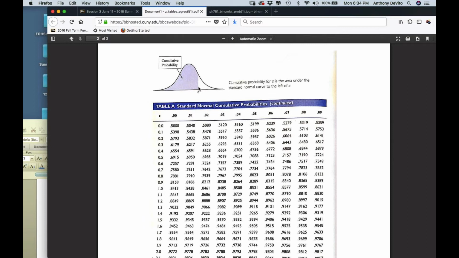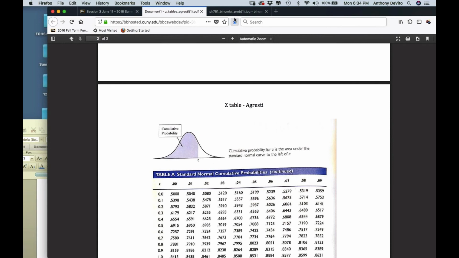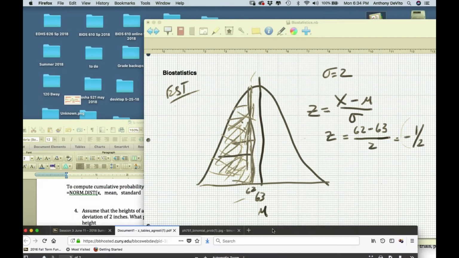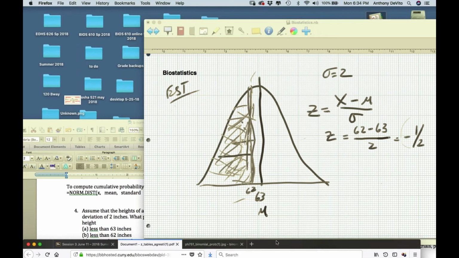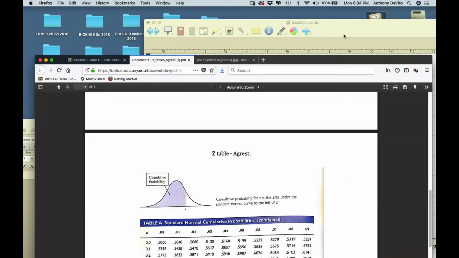It's always going to give you the percentage to the left, not to the right. And all you have to do to calculate the area to the right is subtract the area to the left from 1. Right? So that should be easy enough for us to do. So in this case, the question was, what's the probability, or what percentage of women in this population have a height less than 62 inches, which turns out to be a z-score of -0.5.